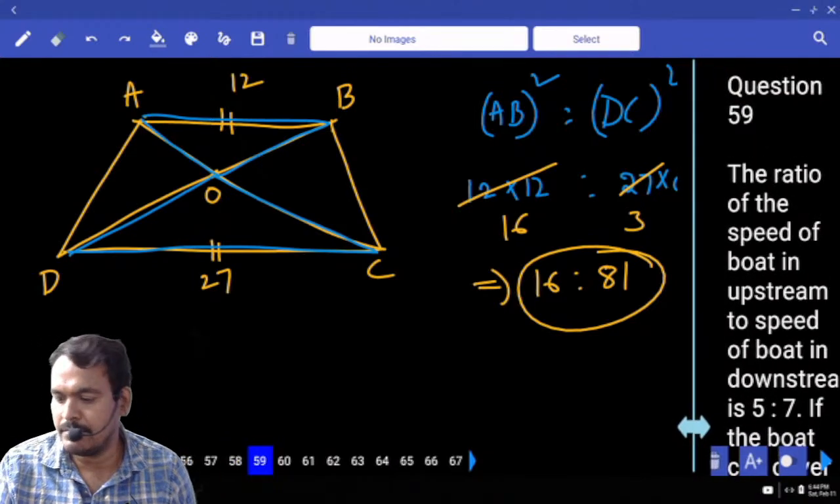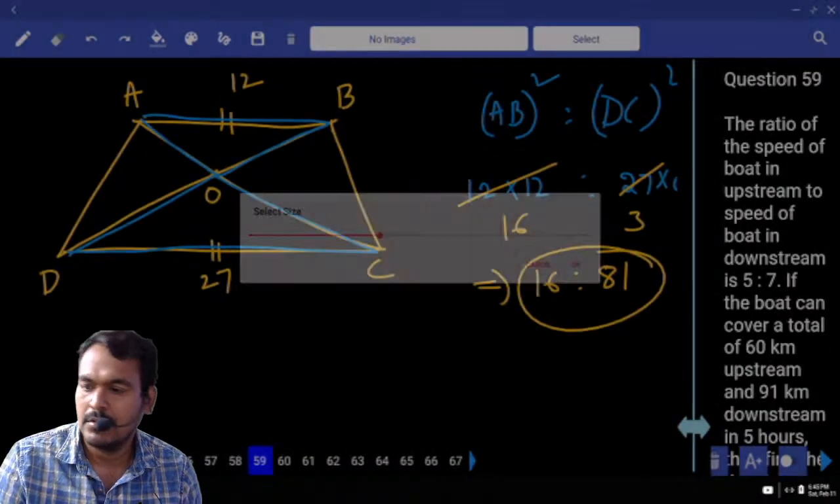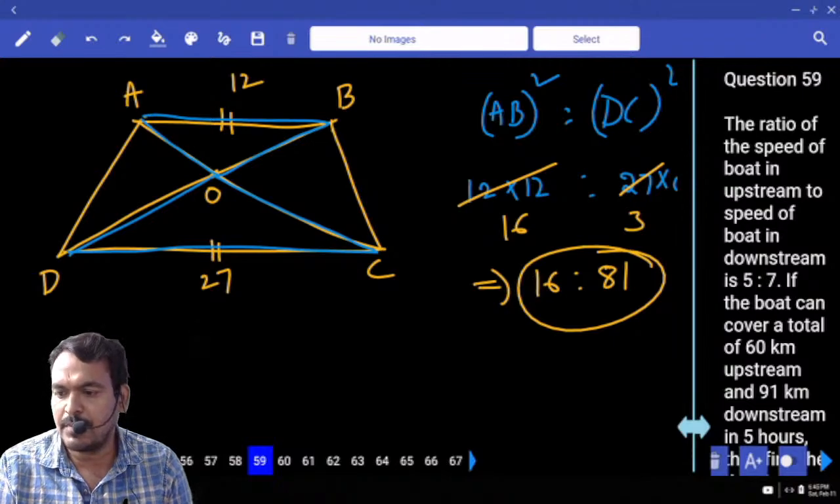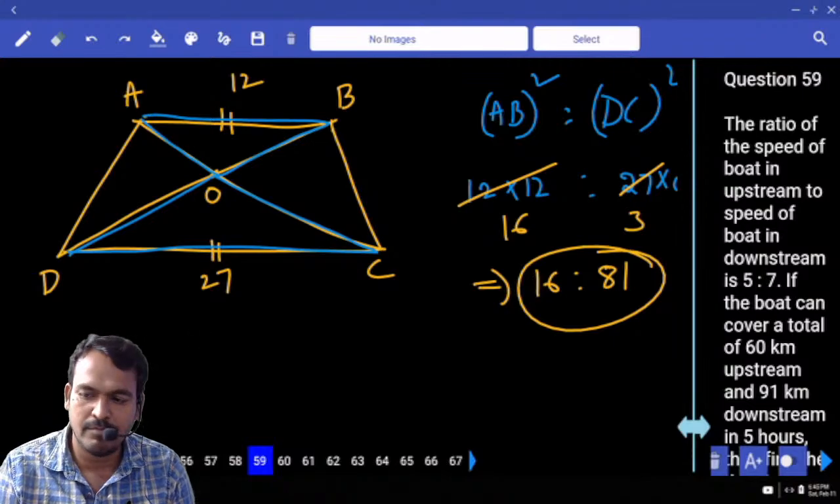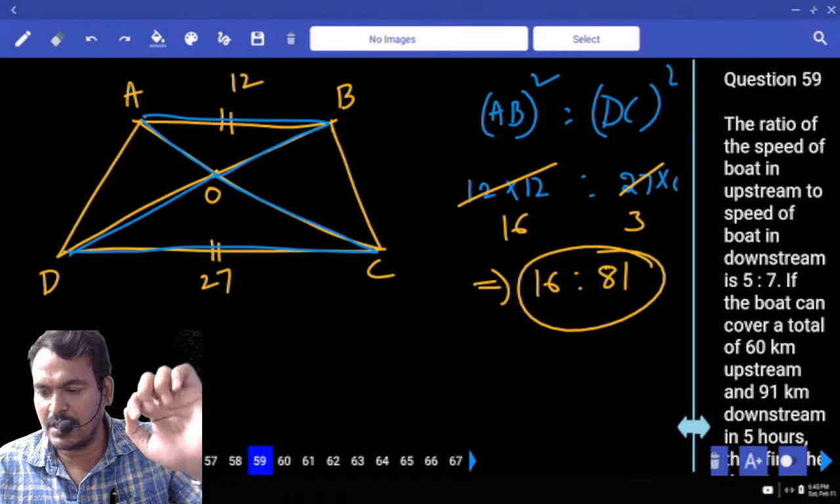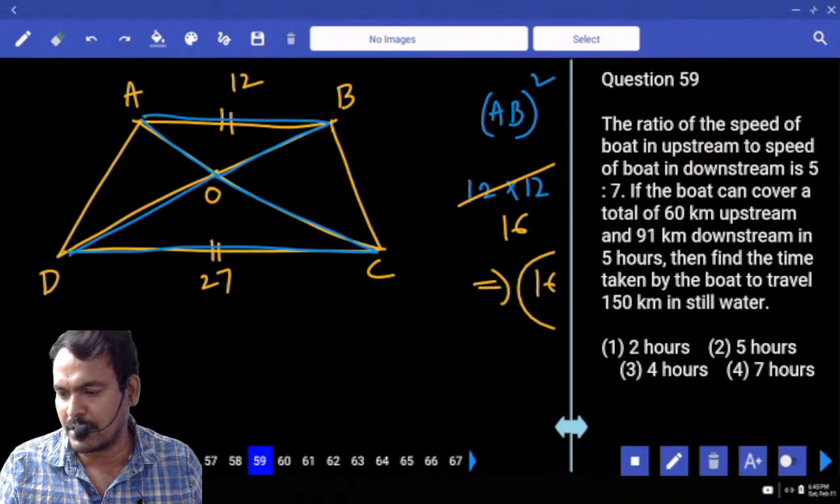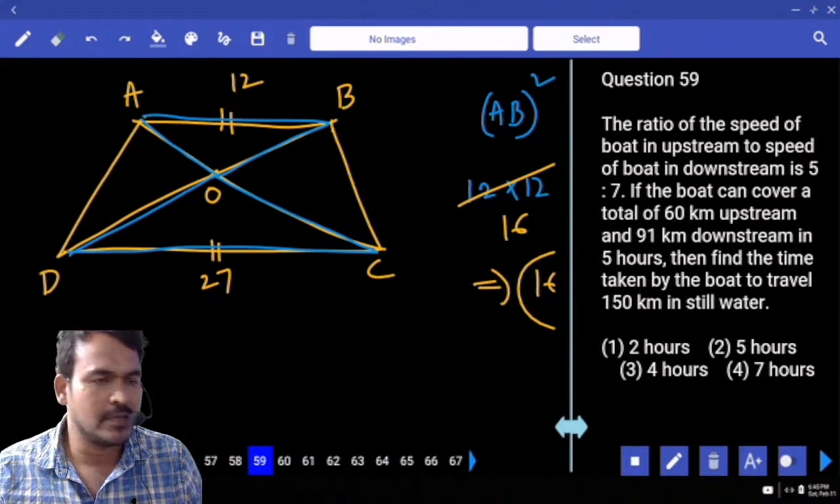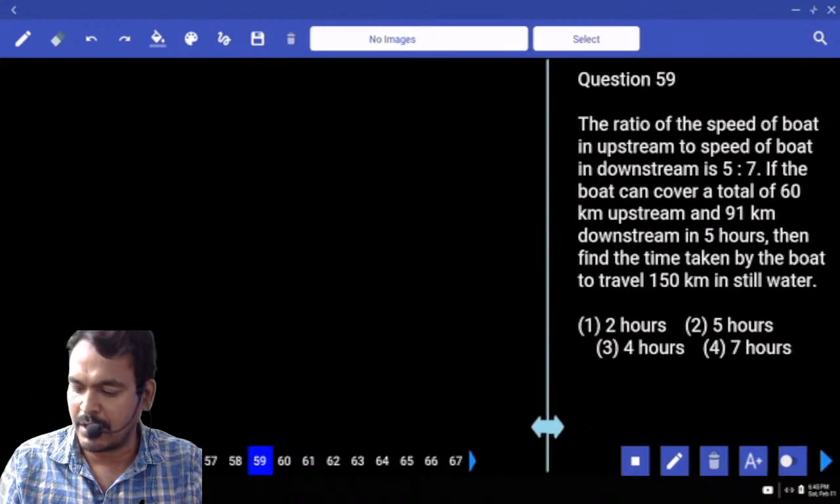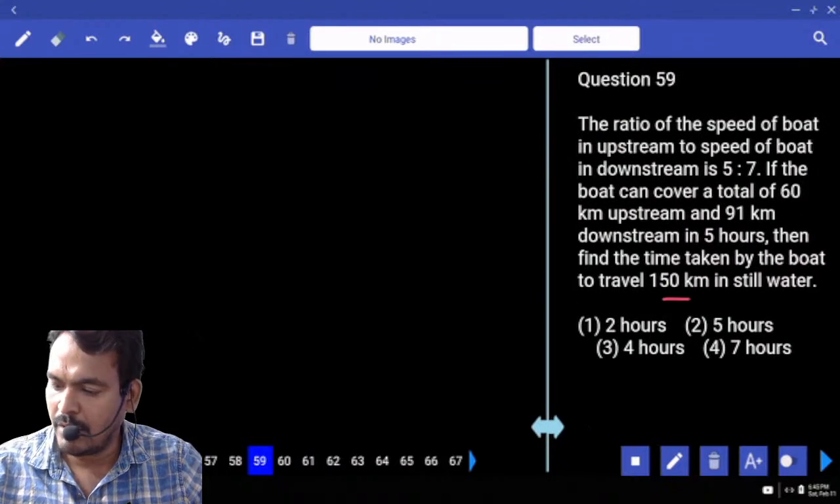Next, question 59. The ratio of the speed of the boat in upstream to the speed of the boat in downstream is 5:7. If the boat can cover a total of 60 kilometers upstream and 91 kilometers downstream in 5 hours, find the time taken by the boat to travel 150 kilometers in still water.